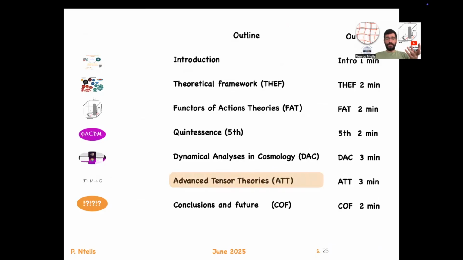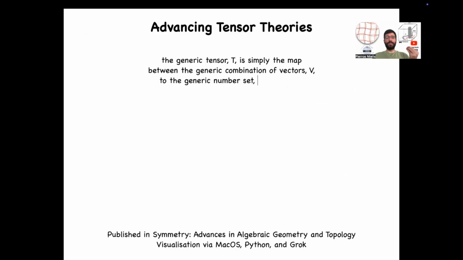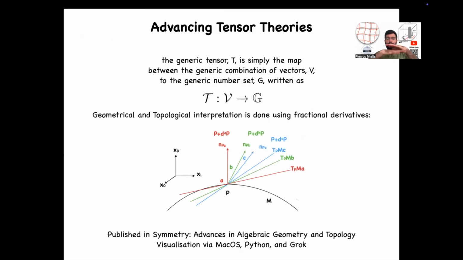Now that we have discussed the dynamical analysis in cosmology, let's talk about advanced tensor theories. Now, in advanced tensor theories, we have introduced a generic tensor, which is simply the map between a generic combination of vectors V to the generic number set G, which is written in this symbolism. And this can introduce geometrical and topological interpretation using fractional derivatives. And you see here a manifold M, and at the point P, you can build the standard tangent manifold using the standard derivatives, or in green and blue, the fractional tangent manifolds using fractional derivatives.